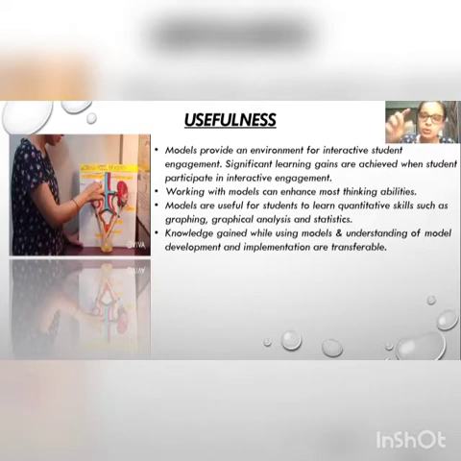They can understand what is happening and where the water is coming from. Basically, the water comes from the kidney, that is from the abdominal aorta or the inferior vena cava, and then it gets filtered and reaches the urinary bladder, and from the urinary bladder it is excreted out. Models are also useful for students to learn quantitative skills such as graphing, graphical analysis, and statistics. Quantitative skills mean mathematics, in simple language.